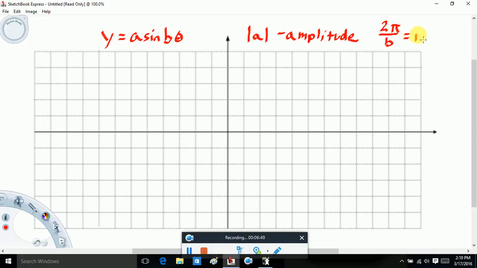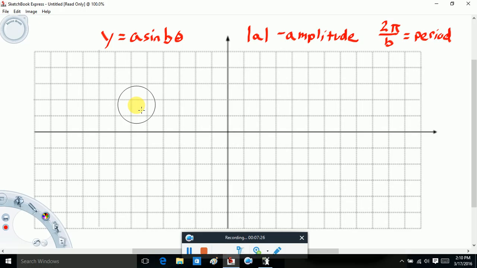Okay, so let's just say we want to graph a function. Let's just say we have y equals 1/2 sine of 2 theta. We know immediately from the equation that the absolute value of a is going to be the absolute value of 1/2. So the amplitude is going to be 1/2. Okay, and since it's positive, it's not flipped.